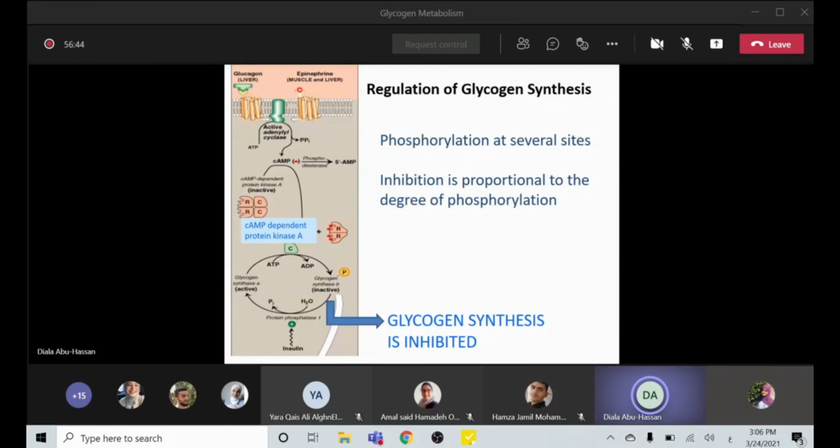ونفس الكلام إذا نرجع لعملية الديجريديشن قبل شوي الإنسولين is going to dephosphorylate glycogen phosphorylase kinase and glycogen phosphorylase. فشو بصير أو شو بترتب عليها إنه بصير لهم عملية inactivation and there is no more degradation of glycogen but there is activation of glycogen synthesis.